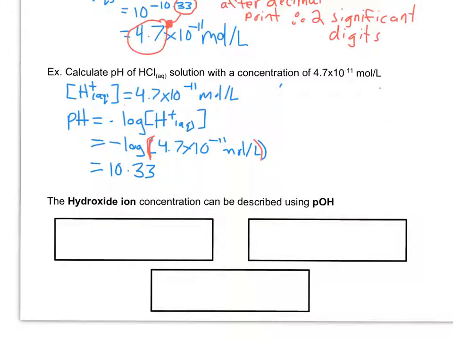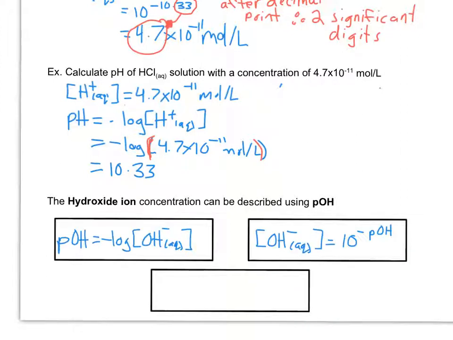The pH is used to calculate the concentration of the hydrogen ion, but we can use something called pOH to measure the concentration of the hydroxide ion, and it uses exactly the same formulas. So our pOH is going to equal negative log of the hydroxide concentration, and our hydroxide concentration is going to equal 10 to the negative pOH.